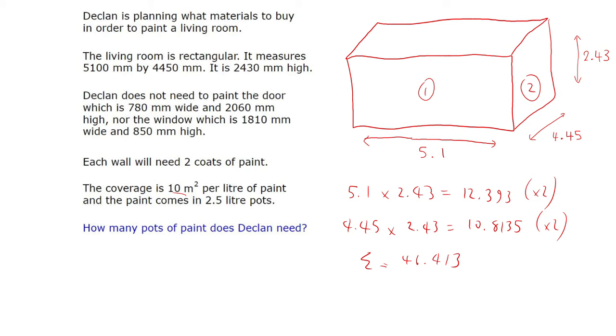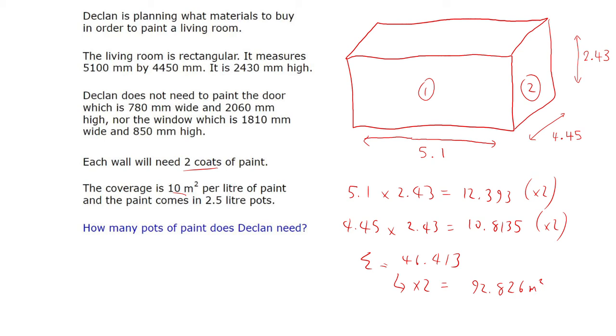In the question it says each wall needs 2 coats of paint, so essentially what I need to do is paint it twice, which means the area doubles, so I times that by 2 and I get a new area of 92.826 meters squared. Okay, so that's the area, that's step 1.